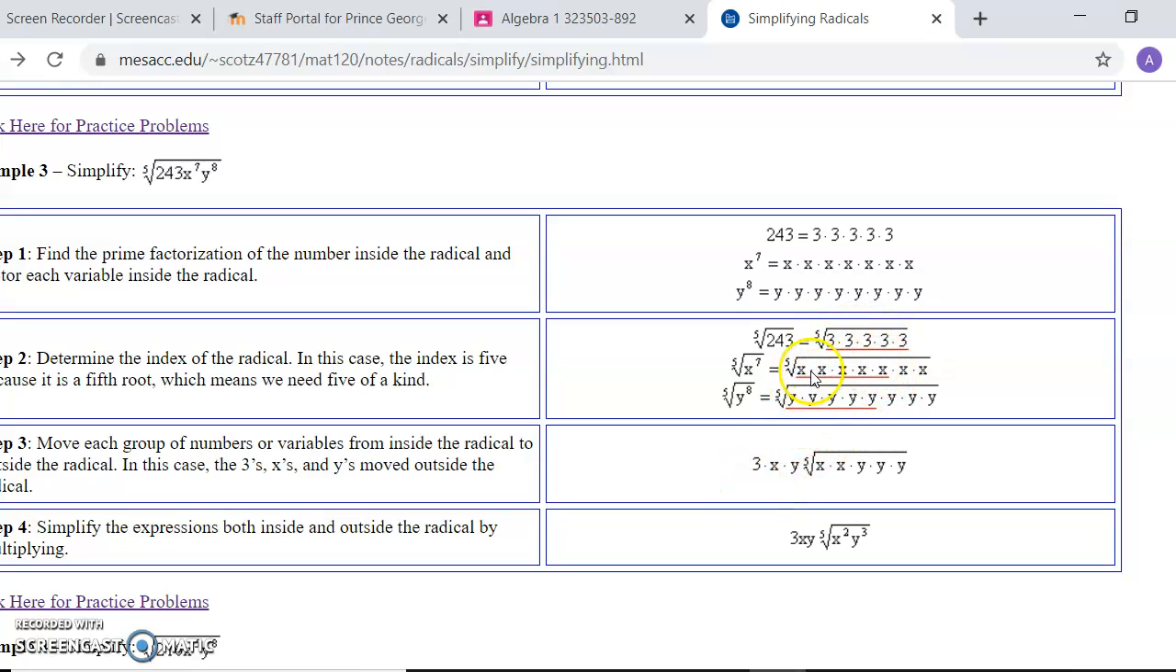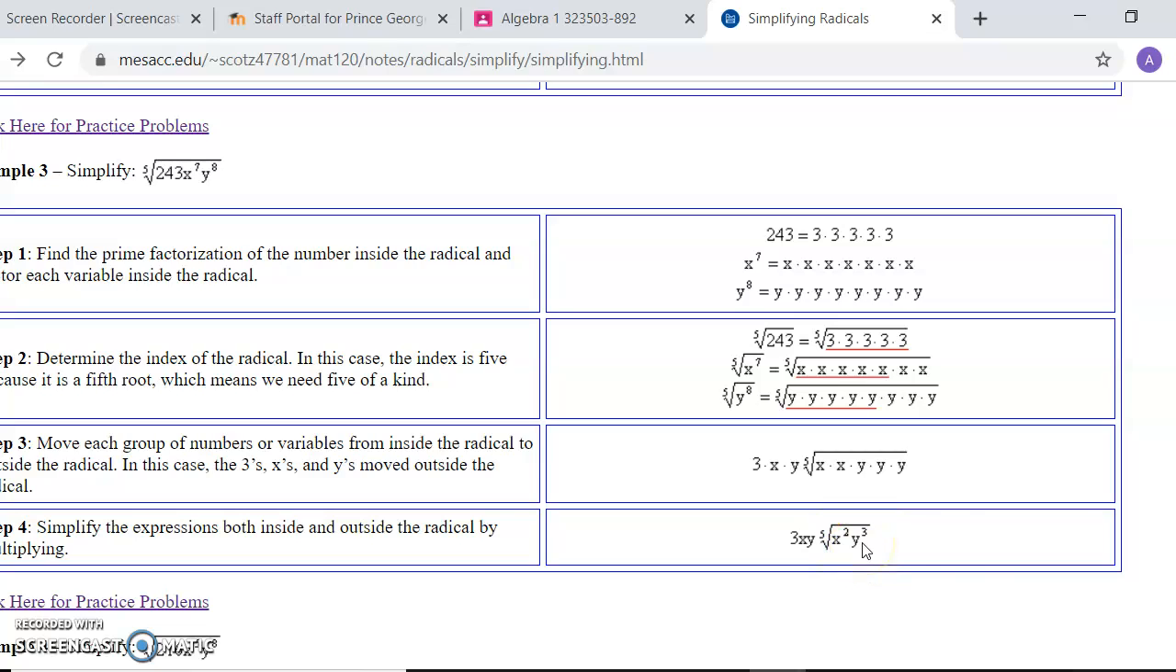X to the 5th power, the fifth root of that would be x. Y to the 5th power would be y. So you end up with x here and y here. So now you multiply these together, you get x cubed, y cubed. So when you finish up, you end up with 3xy times the 5th root of x cubed, y cubed.